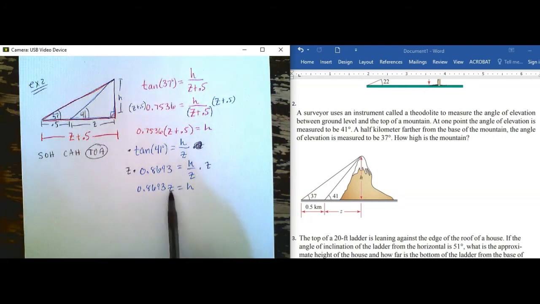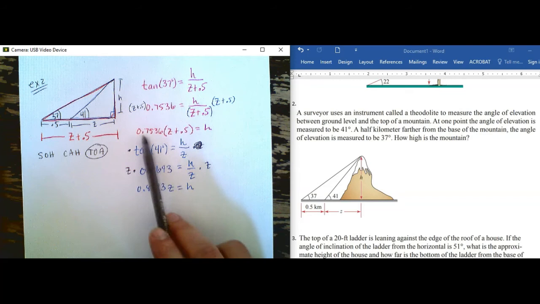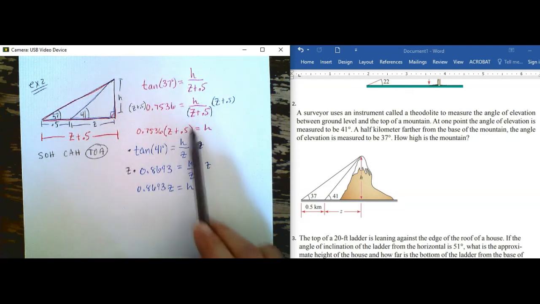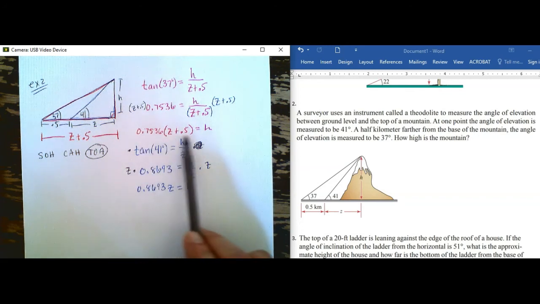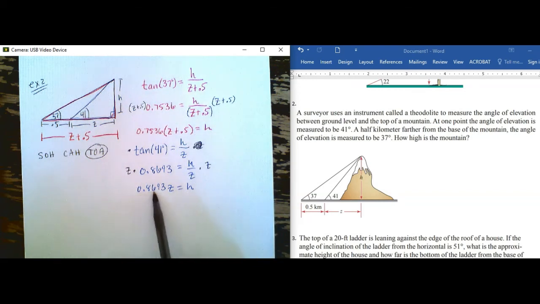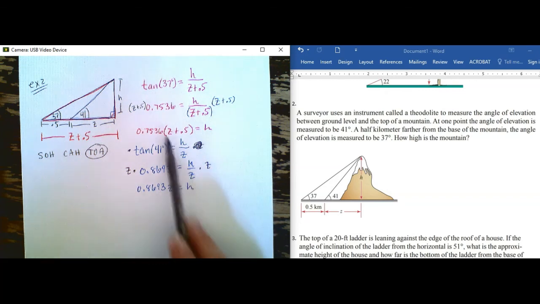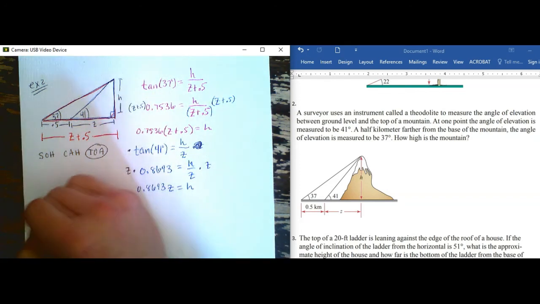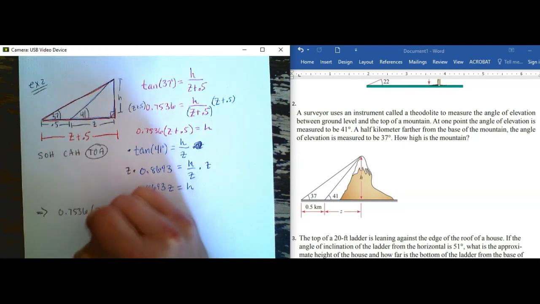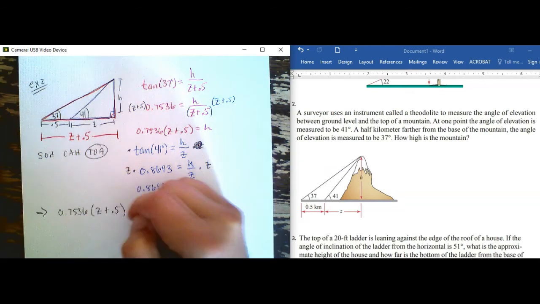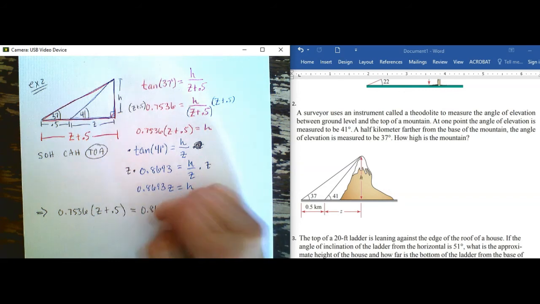So notice that we have two expressions involving h, right? And the h's are the same in both cases. So what we can do is set these two sides equal to one another. So 0.7536z plus 0.5 equals h, and so does 0.8693z. That also equals h. So that means that these two expressions must also be equal to each other. So this implies that 0.7536 times z plus 0.5 must equal 0.8693z.